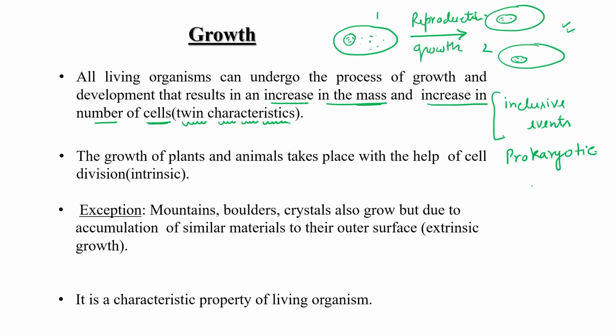But for multicellular organisms like us, like human beings or any other animal, growth and reproduction is not an inclusive event. Means if someone has reproduced, it does not mean it will also grow. That is an exclusive event, right? So for eukaryotes, growth and reproduction are exclusive events.